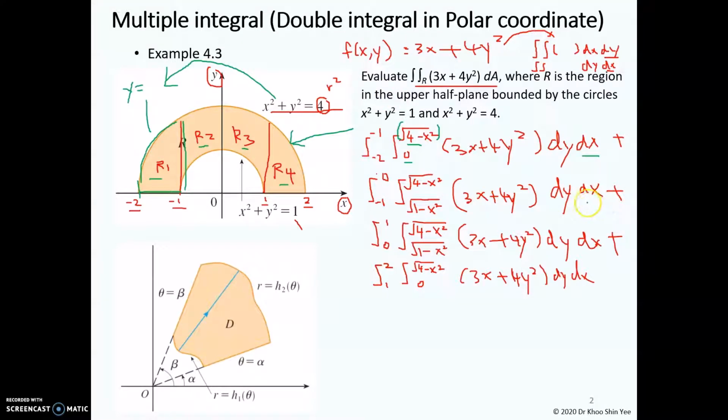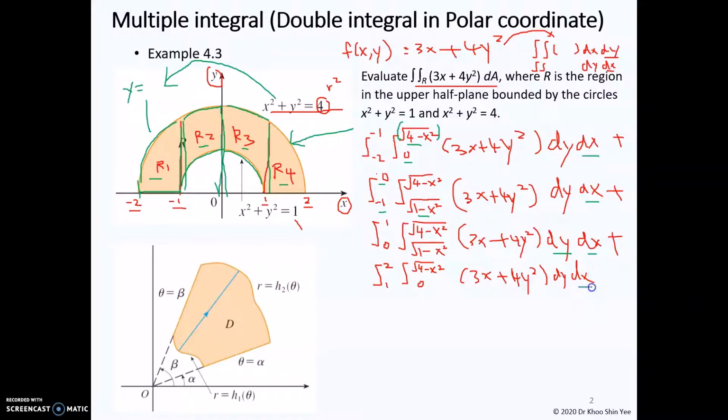For the second region, we take the constant x limit from -1 to 0, which is here and here, and the y limit is from y equal to square root 1 minus x squared, which is this curve, and then y equal to square root 4 minus x squared, which is this curve. So you continue for the third equation, where you take the x limit equal to constant from 0 to 1, which is from here to here, and then your y limit is the same with the previous case, which represent these two curves.